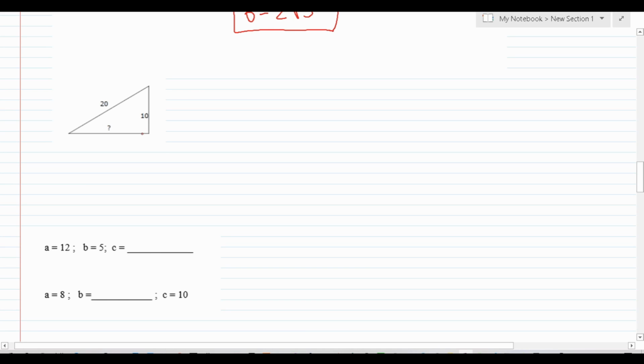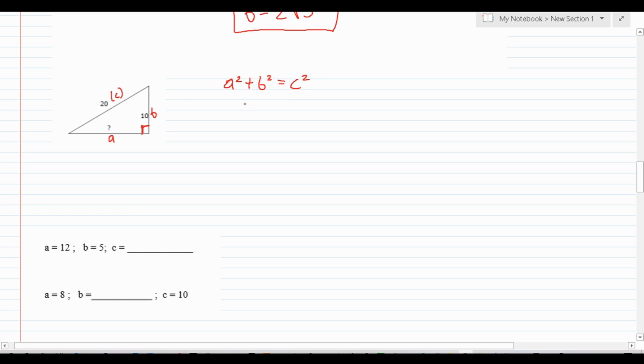Again, in case it's not obvious, this is a right angle right there, which means 20 is our C. Again, it doesn't matter how we label the legs. I can call this one A, which would make this one B. And in this case, you can see we're trying to solve for A. So to start, not surprisingly, I'm going to write down the Pythagorean theorem. A squared plus B squared equals C squared.